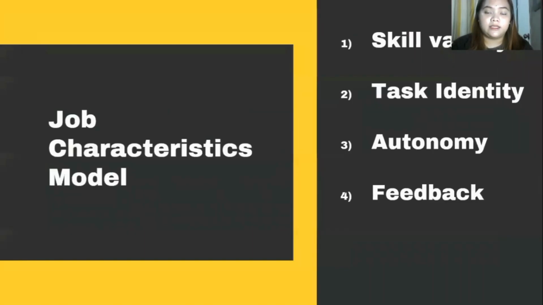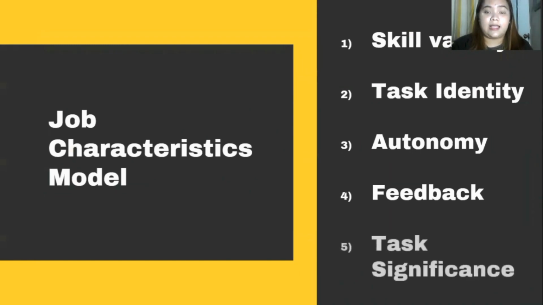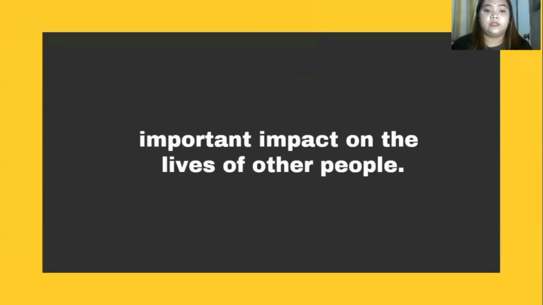The next characteristic, the last, is task significance. It is the important impact on the lives of other people. So the job or the task should impact other people's lives in a good way, not just the people inside the company, but also outside the company. So your job must leave a significant value to them.